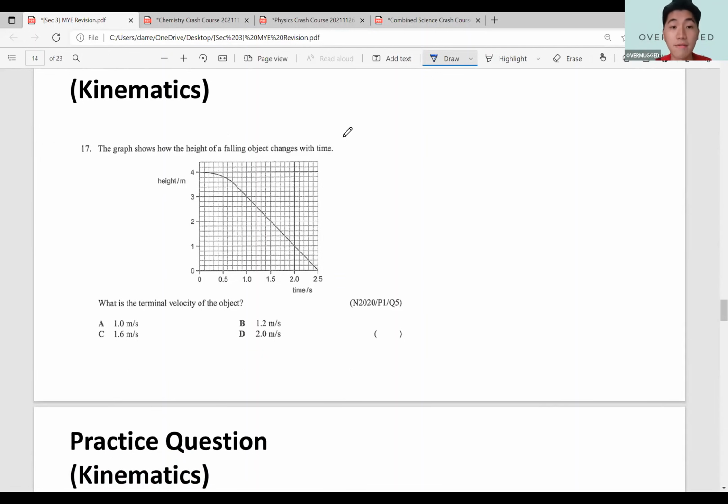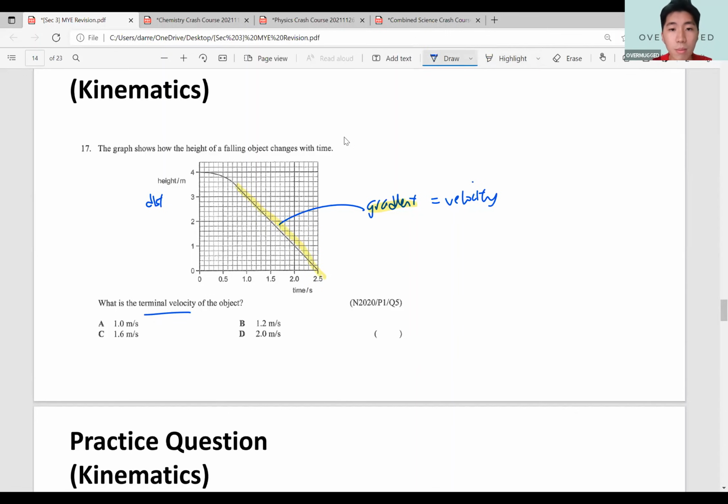Do you all still remember terminal velocity, what we discussed? Terminal velocity means what? The speed is constant, right? Height is distance. For a distance time graph, it means that when we are dealing with distance time graph, the gradient is your velocity. Therefore, when we are dealing with terminal velocity, can you see the gradient here is straight? Right? So if the gradient here is straight, it means that the speed is constant. So what exactly is the terminal velocity? You simply need to find the gradient of this graph here.